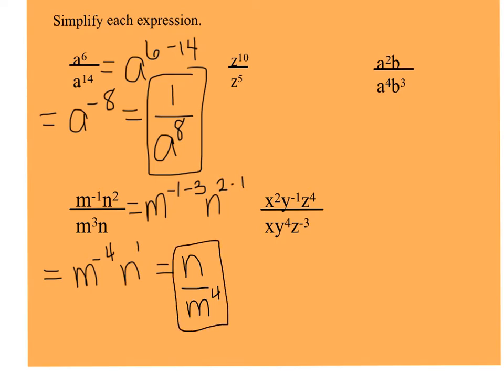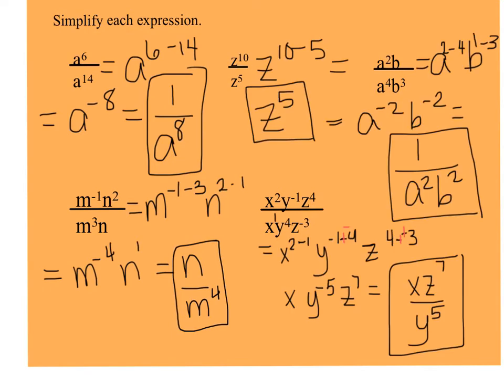Try the last 3 on your own, press pause, and come back and see how you did. And here are the answers. All of the work has been shown. If you look right here, I'm showing in red how I used keep, change, change, but I still just subtracted the exponents, the numerator exponent minus the denominator exponent. And again, numerator minus denominator for those that have like bases.